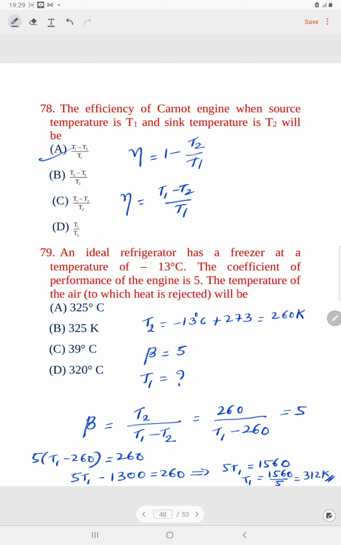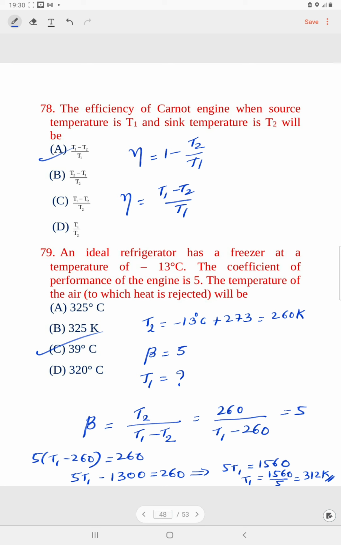So this is the source temperature, students. You need to think 312 Kelvin is how much in Celsius. In Celsius, 312 Kelvin is found by subtracting 273 from it. 312 minus 273 is 39 degree Celsius. So T2, the sink temperature, is minus 13 degree. It will be converted into Kelvin by adding 273 to it.